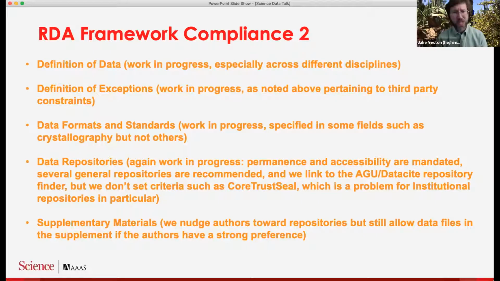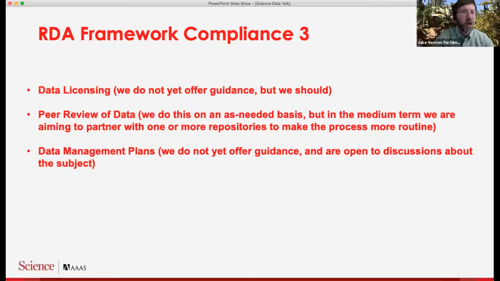Supplementary materials, we nudge authors toward repositories. We think they're better, just again for cross-referencing purposes, as Leah was alluding to, but we do still allow in certain cases supplementary posting, again, because if authors are going to get in an argument with us, it's just easier to make sure that they're putting the data somewhere. These are the things that we need to work on the hardest.